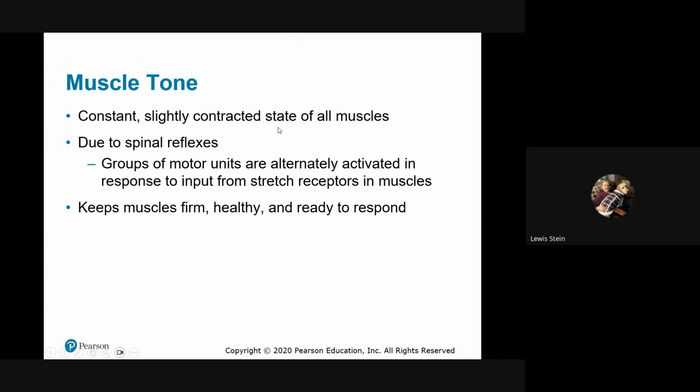So, a constant, slightly contracted state of all muscles. It's your muscle tone. We do this all the time. Again, my concept is use it or lose it. So we constantly have tone, and you have to take this into account from a medical, or particularly a surgical, field. When you put somebody to sleep, their muscle tone disappears. You have to know what it's like.